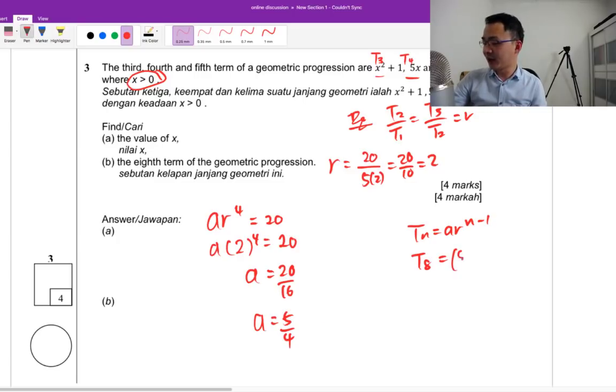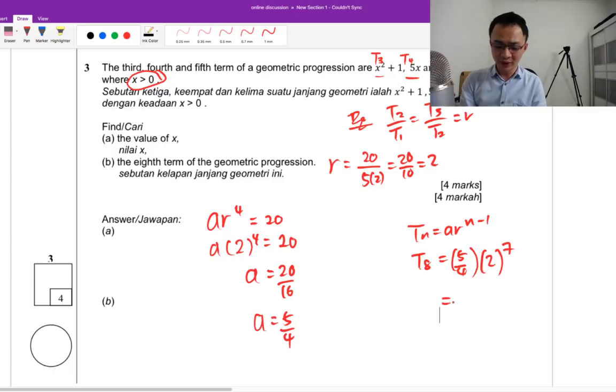So a is 5 over 4, and r is 2, and n minus 1. So my 8th term, n will be 8, so it will be 7. Then I just use the calculator to do this one. So I got 5 over 4 multiplied by 2 to the power of 7. So my 8th term will be 160. Alright, so this is how we do this kind of question.